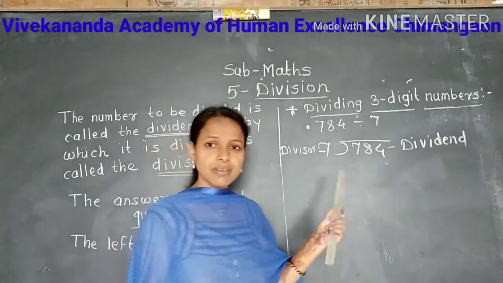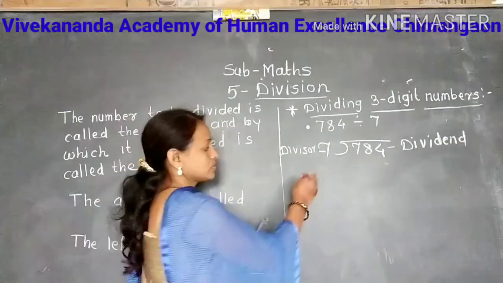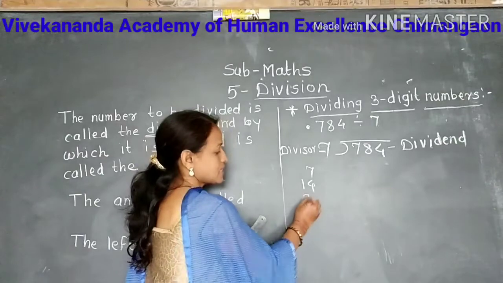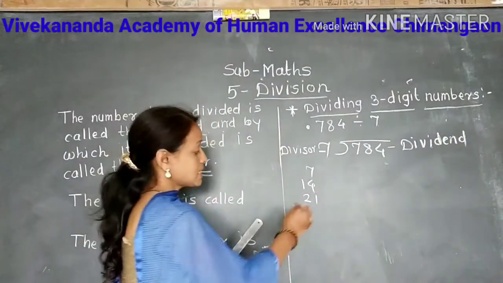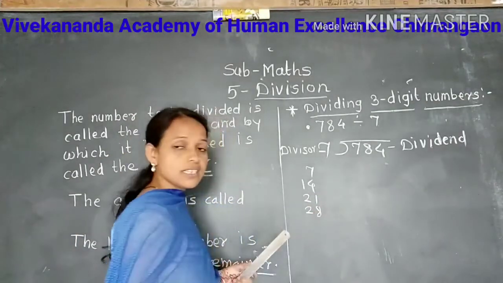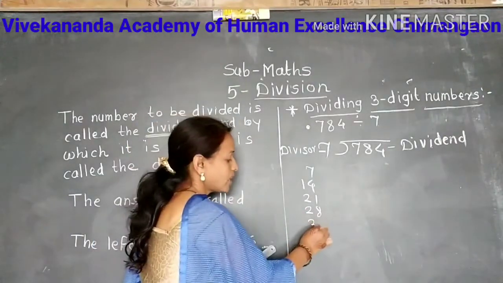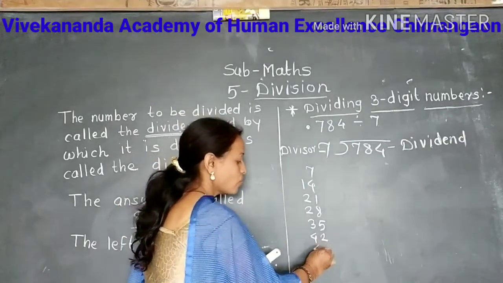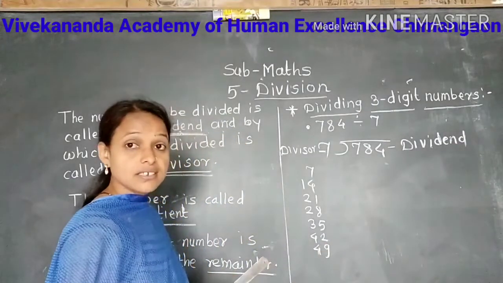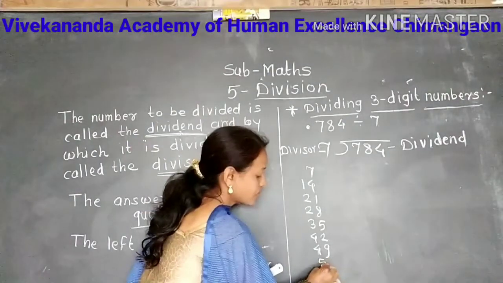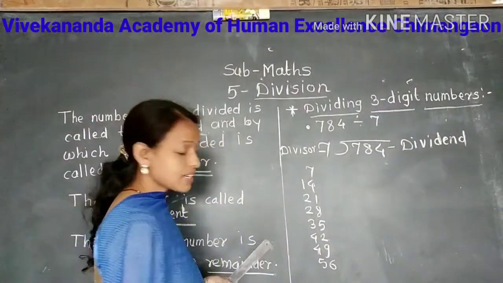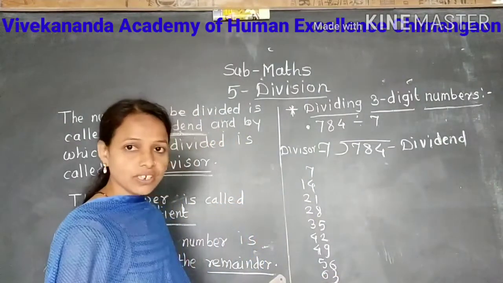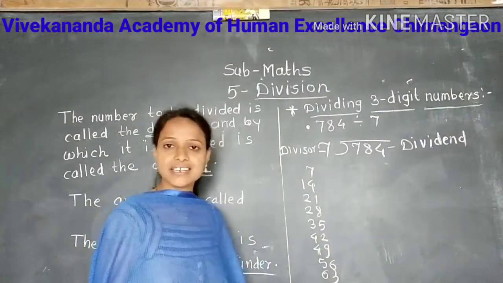First we will write the table of 7. 7 ones are 7. 7 twos are 14. 7 threes are 21. 7 fours are 28. 7 fives are 35. 7 sixes are 42. 7 sevens are 49. 7 eights are 56. 7 nines are 63 and 7 tens are 70. For your convenience, we write the table here.